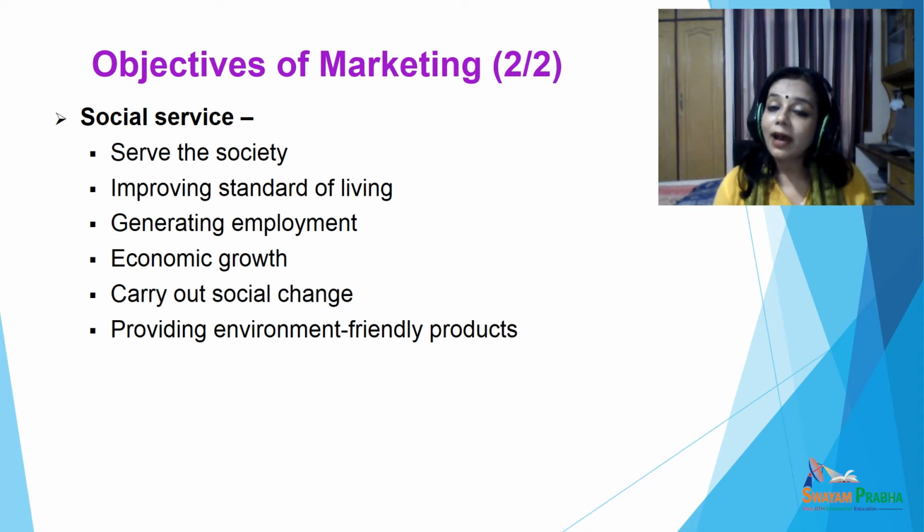Providing environment friendly products is again a social goal of marketing, to provide products which are environment friendly. Nowadays, from production to packaging to consumption, everything is done in such a way that the products are environment friendly. Even if you dispose of the package, that is environment friendly. So this is again another social objective which is fulfilled by marketing.